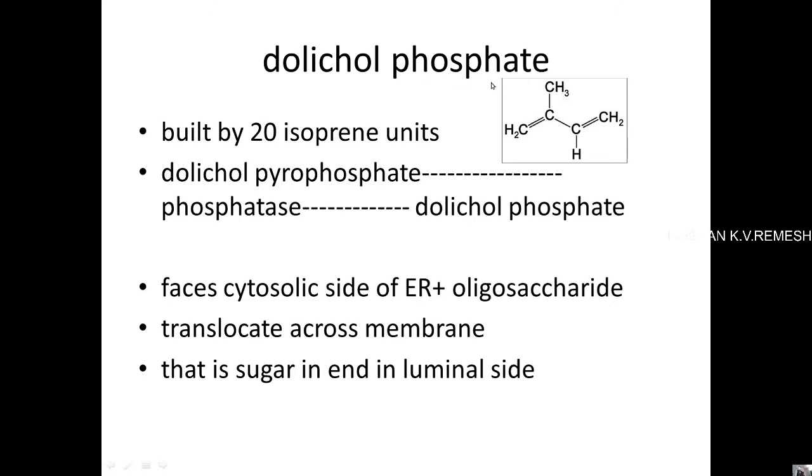So these dolichol phosphates are actually built up with 20 isoprene units. See, this is the isoprene unit. Likewise, there are 20 isoprene units. They are joined one after another to form a dolichol phosphate molecule.